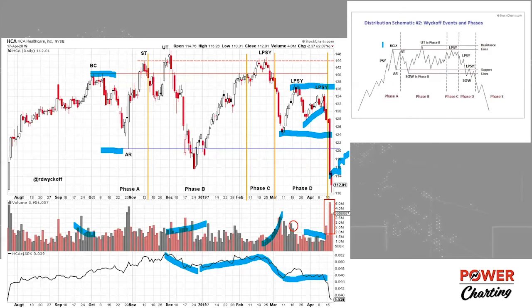And you can see in this distribution schematic that all the elements are here. You can compare this stock to the elements, and you can see the last point of supply in phase C is a rally off of support, which goes up. Well, that's exactly what happens here. And then there are 2 more LPSYs on the way down, which are here and here, and this is phase D, which is the beginning of the downtrend. So this is a really interesting chart.